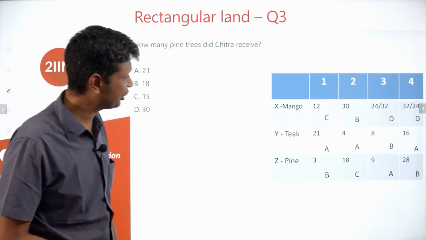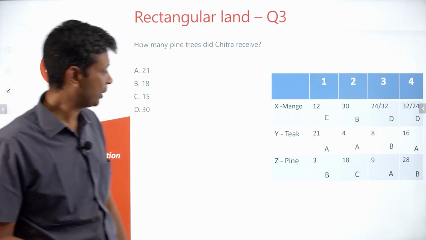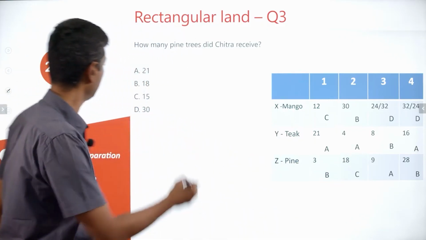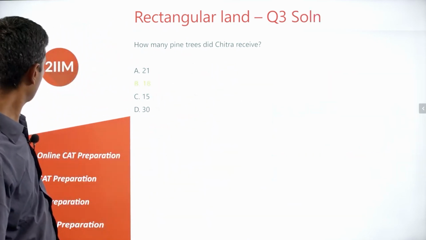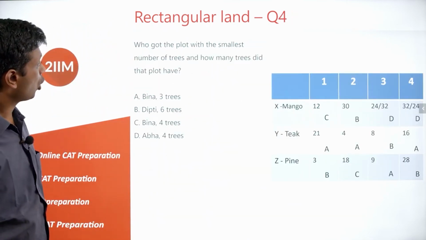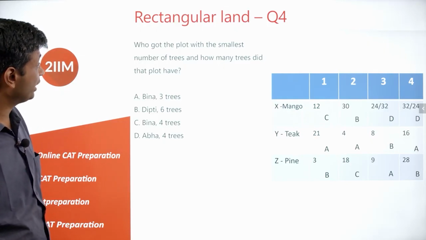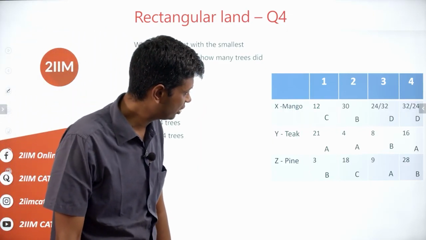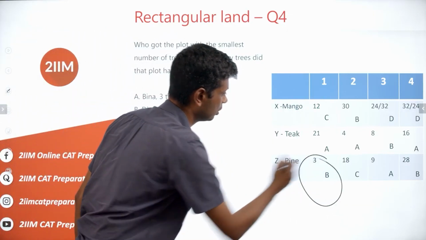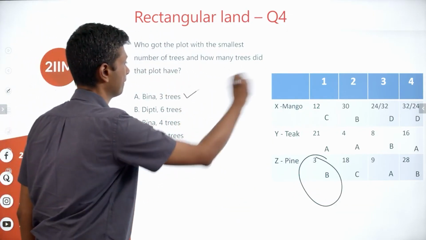How many pine trees did Chitra receive? Pine, Chitra, 18. That's straightforward again. Who got the plot with the smallest number of trees, and how many trees did that plot have? Smallest number is 3. 3 with Bina, this one. So 3 and Bina.